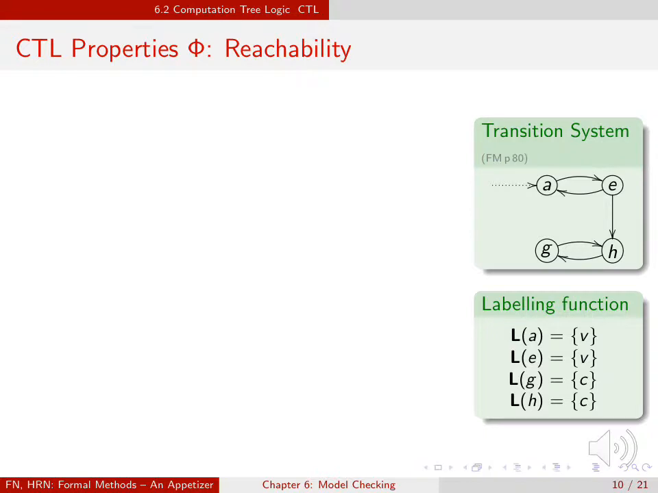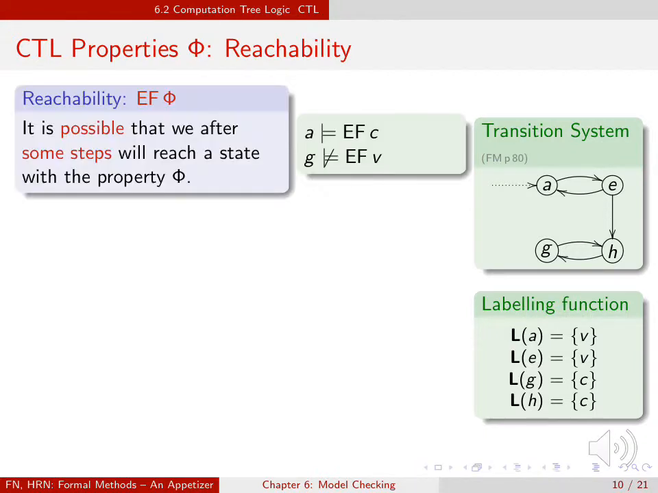We now move on from reachability in one step to what is reachable in many steps. The first formula we look at is EF of phi. It talks about whether it is possible in a number of steps, possibly 0, to move from the state we are looking at to a state that satisfies phi. In the example on the right, the state A satisfies the property that it is possible to move from A to a state that satisfies C. Namely, we can go from A to E to H, and H is satisfying C.